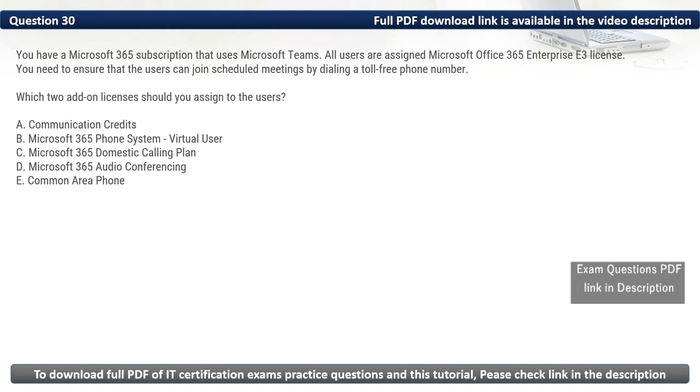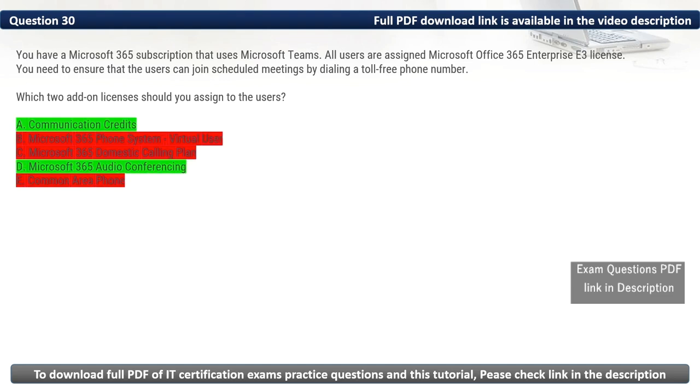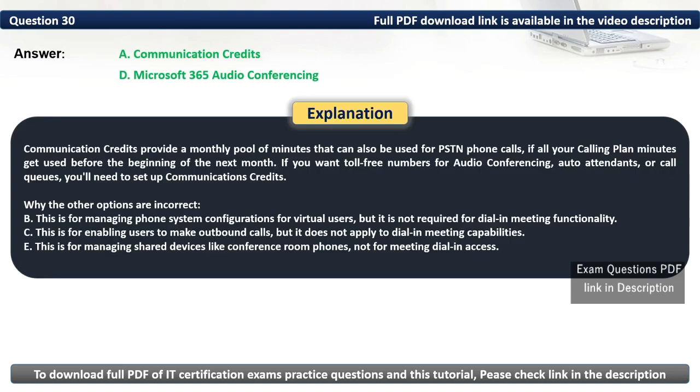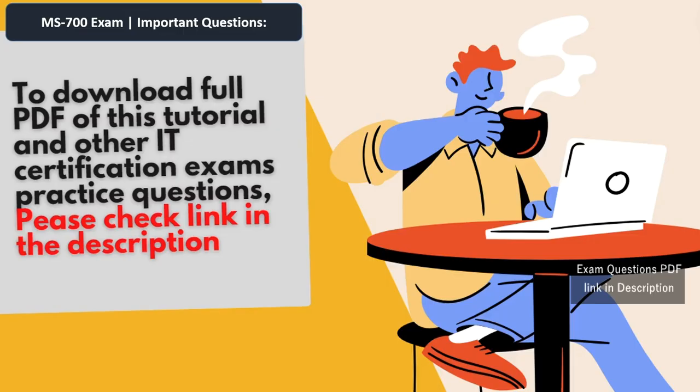As such, the two add-on licenses that we should assign to the users are Communication Credits and Microsoft 365 Audio Conferencing. Thus, the two correct options are A and D. Communication credits provide a monthly pool of minutes that can also be used for PSTN phone calls if all your calling plan minutes get used before the beginning of the next month. If you want toll-free numbers for audio conferencing, auto attendants, or call queues, you will need to set up communication credits. These were all the questions for this video.